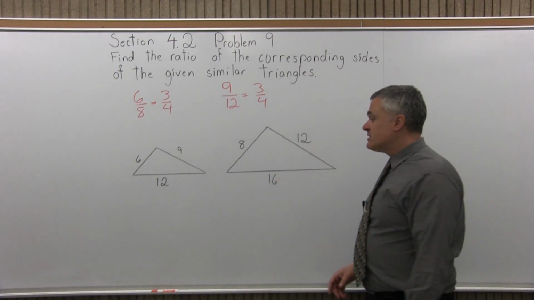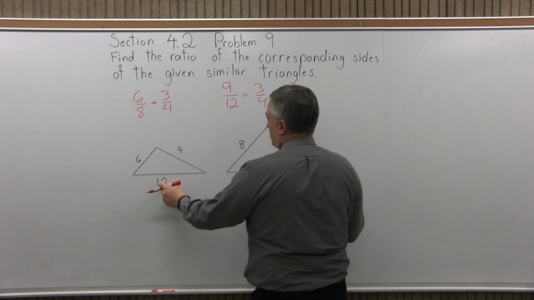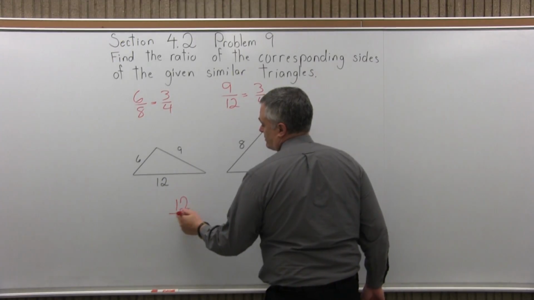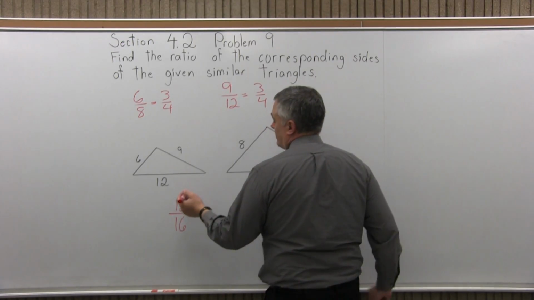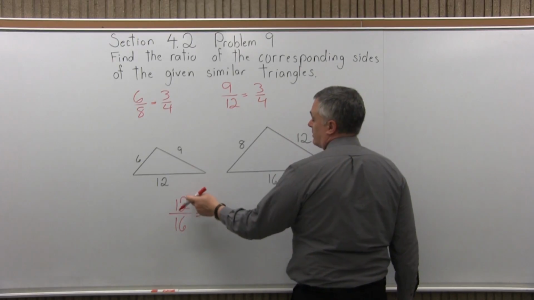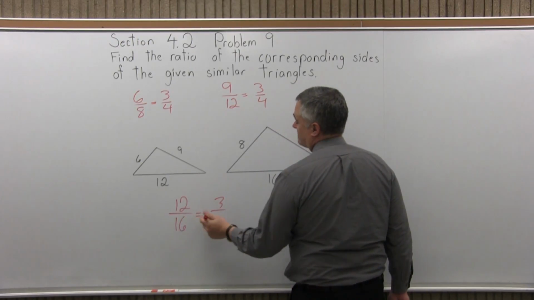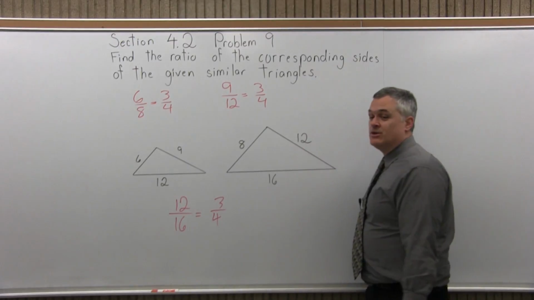Or you could have also done the ratio of the bottom to the bottom. So from the first triangle, you have 12 to the bottom of the second triangle, 16. They're both divisible nicely by 4. 4 divides into 12 3 times. 4 divides into 16 4 times, also 3/4.